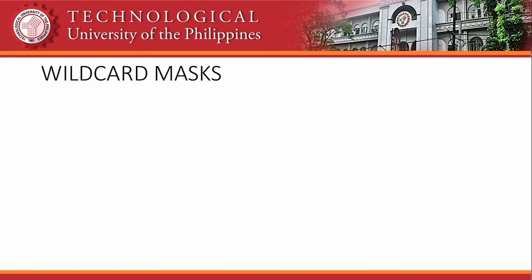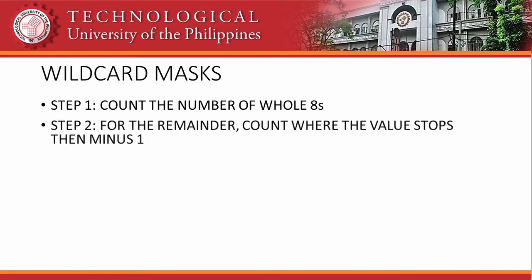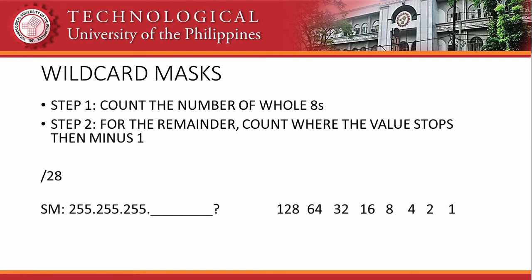Ito yung steps in getting the wildcard mask. Step 1, count the number of whole 8. Step 2, for the remainder, count where the value stops then minus 1. Sige, proceed tayo sa example. First is to count the whole 8. So, in slash 28, ilang multiples of 8 we have? 3, di ba? Tapos, we have remaining of 4 for our last octet.